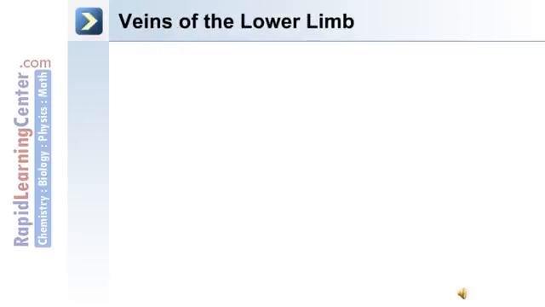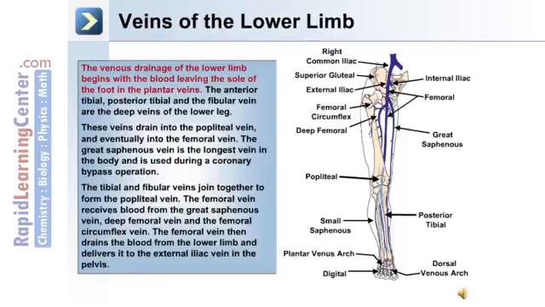The veins of the lower limb. The venous drainage of the lower limb begins with blood leaving the sole of the foot in the plantar veins. The anterior tibial, posterior tibial, and the fibular vein are the deep veins of the lower leg. These veins drain into the popliteal vein and eventually into the femoral vein. The great saphenous vein is the longest vein in the body, and it's used during coronary bypass surgery. The tibial and fibular veins join together to form the popliteal vein.